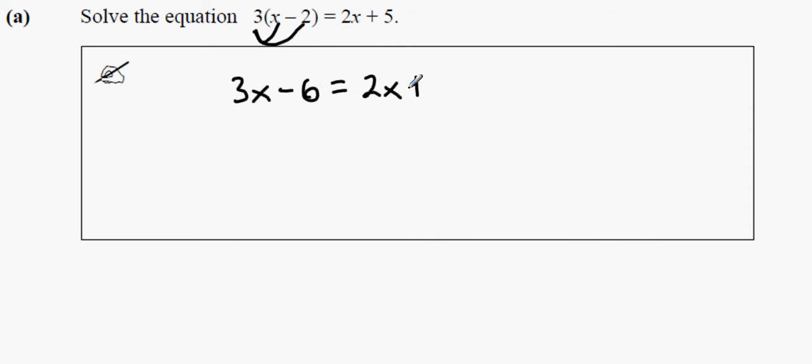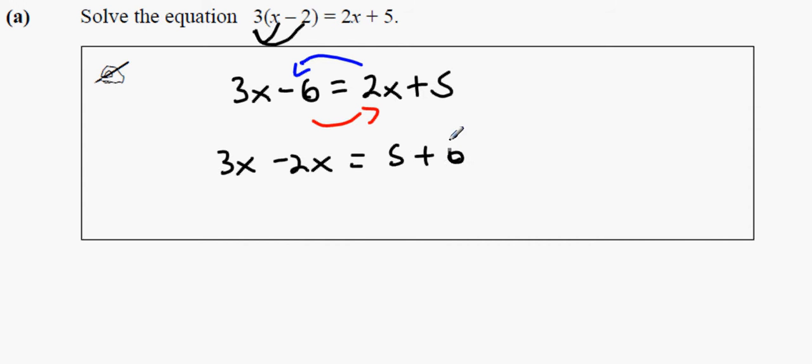Now your next step is to move the x's over one side and the numbers that haven't got x on the other side, okay? So what you're going to end up with here is 3x minus 2x equals 5 plus 6. Now remember, minus 6 changes to plus 6 and 2x changes to minus 2x. Then we're going to get 1x equals 5 plus 6, which is 11. So therefore x equals 11.